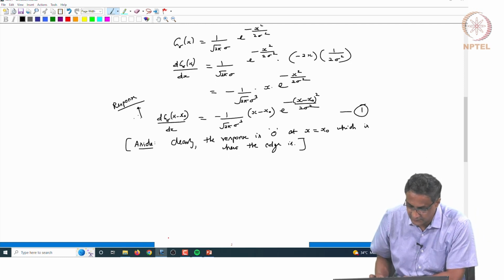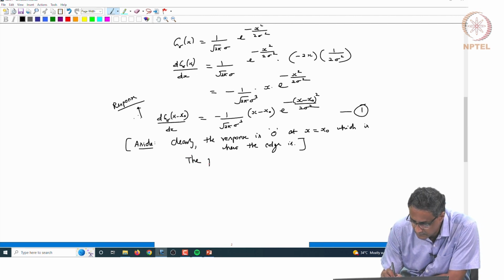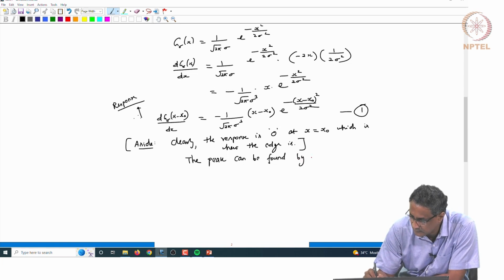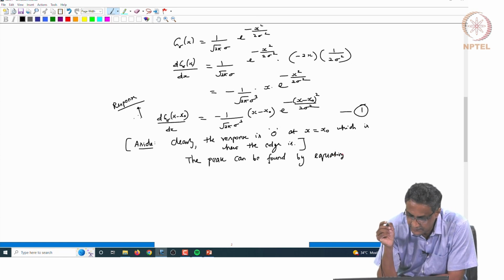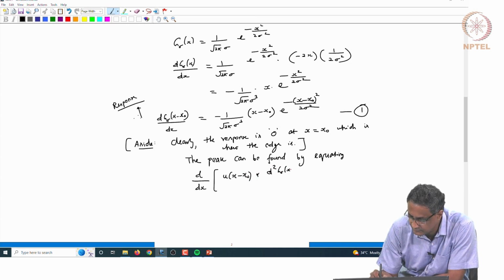So clearly the response is 0. Now what we want to know is the peak. The peak can be found as follows, by equating d by dx of u of x minus x naught convolved with d square g sigma of x by dx square equal to 0.